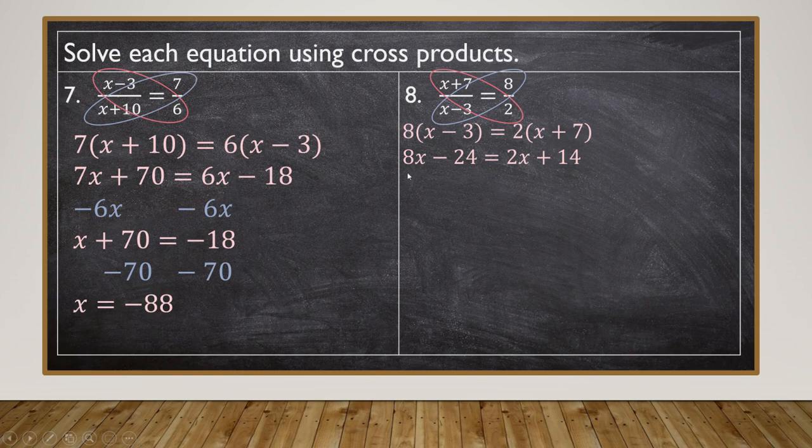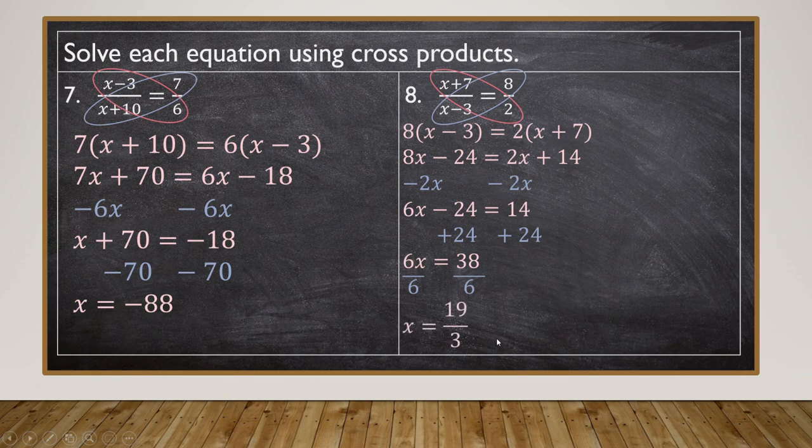I do have a variable on both sides, so I get rid of the smaller one. I would subtract 2x from both sides. So now we have 6x minus 24 equals 14. To get x alone, I would add 24 to both sides and then divide both sides by 6. If it does not divide evenly, just reduce. Write your fraction answers in simplest form.